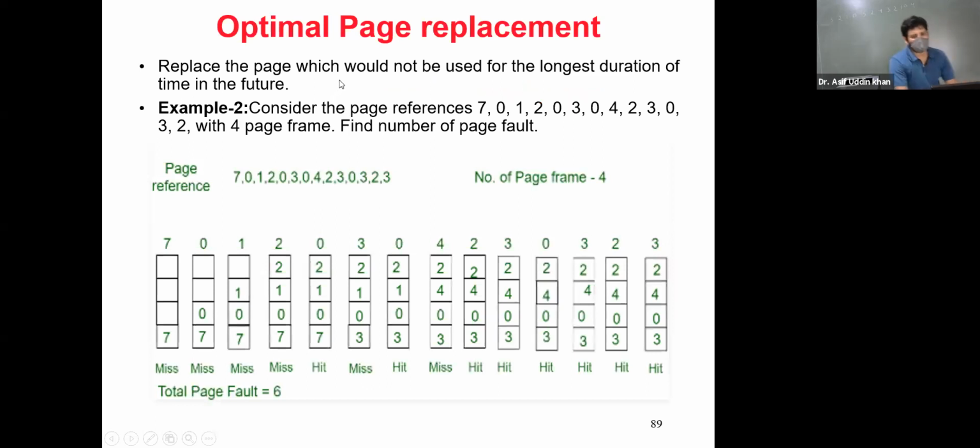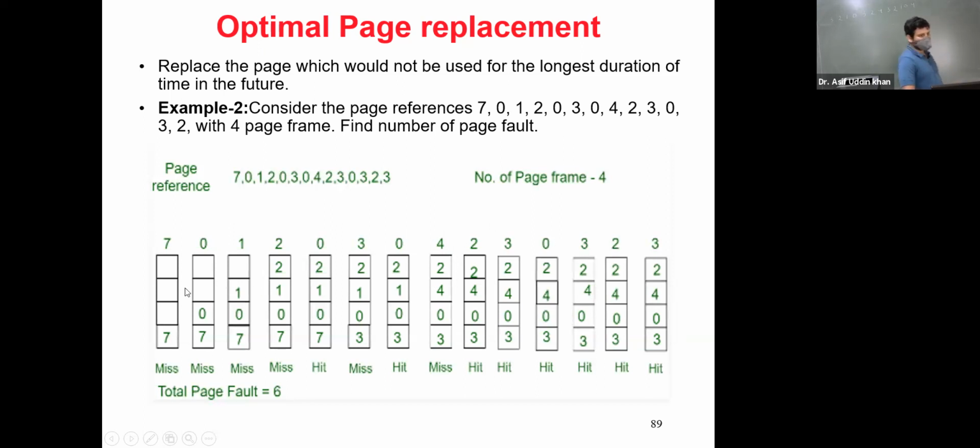The last one is the optimal page replacement algorithm. The optimal page replacement algorithm says to replace the page which will not be used for the longest duration of time in the near future. In case of LRU, you were replacing the page which is present away from the current page in the left hand side. But in case of optimal, it is the opposite. You have to replace the page which is away in the right hand side. So you have to remove that page.